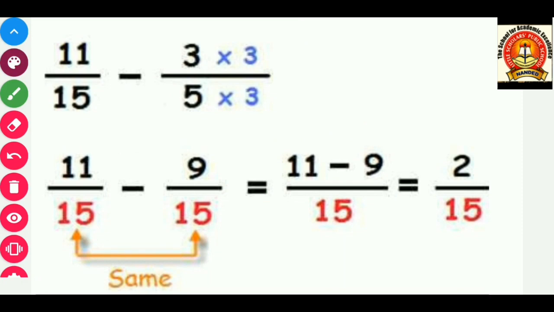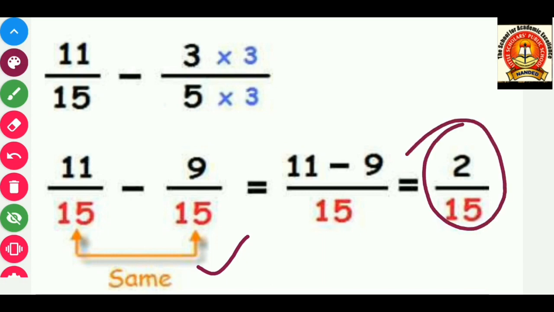I got the same denominator here. So once I get like denominators, I need to subtract the numerators. 11 minus 9, I'll get a 2. 2 upon 15, a proper fraction, I get after subtraction.